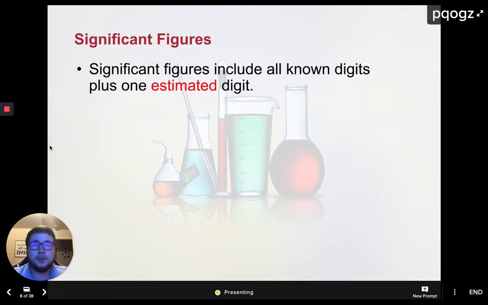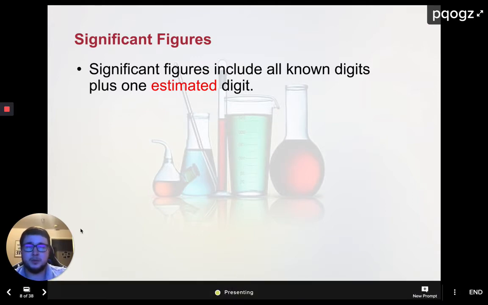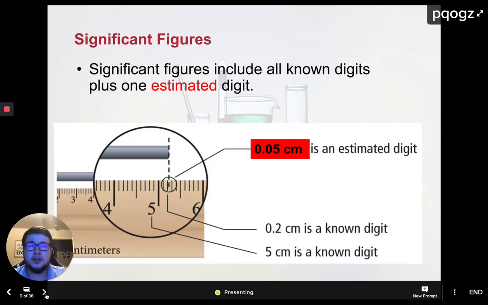Alright, so when you're using an instrument to measure something, significant figures should include all the known digits plus 1 estimated digit. And we're going to talk about what that means. So if I'm using a ruler to measure like a metal bar or something like that, if I look at my ruler, 5 centimeters is a known digit. So I can look at my ruler and say, yep, this metal bar goes to 5 centimeters. So I can write that down for a fact. The ruler tells me that it's 5 centimeters.